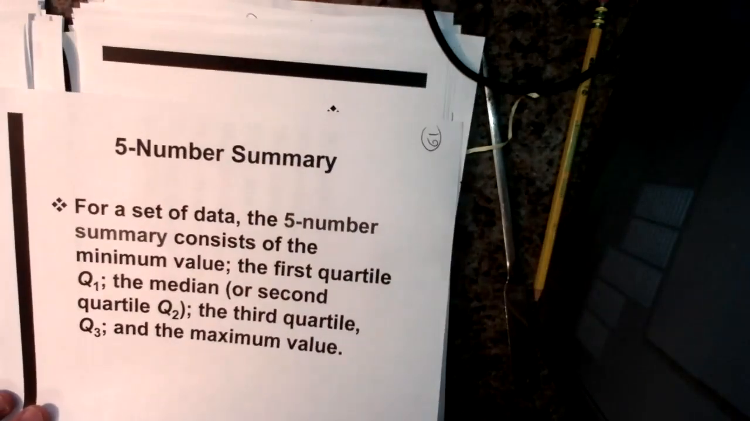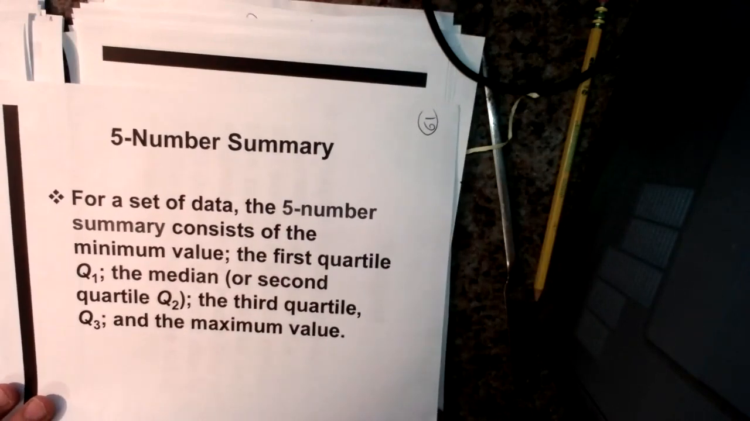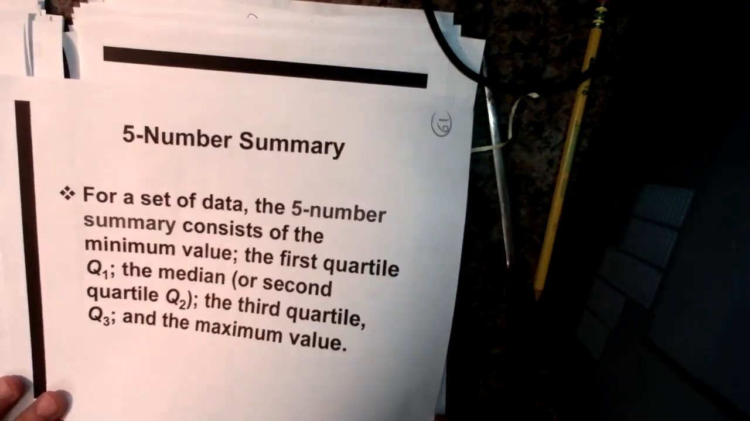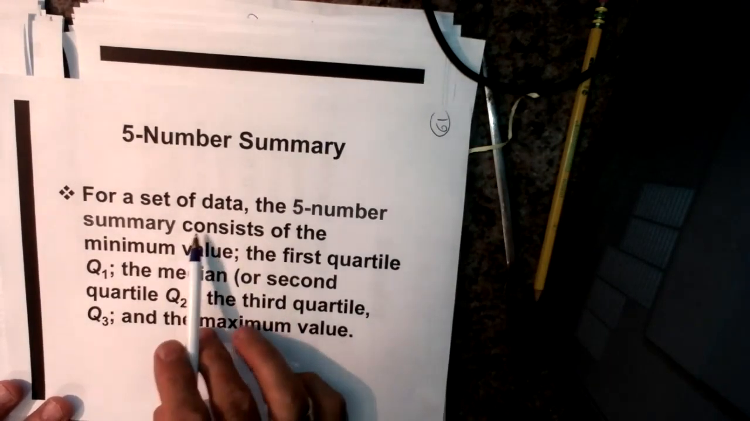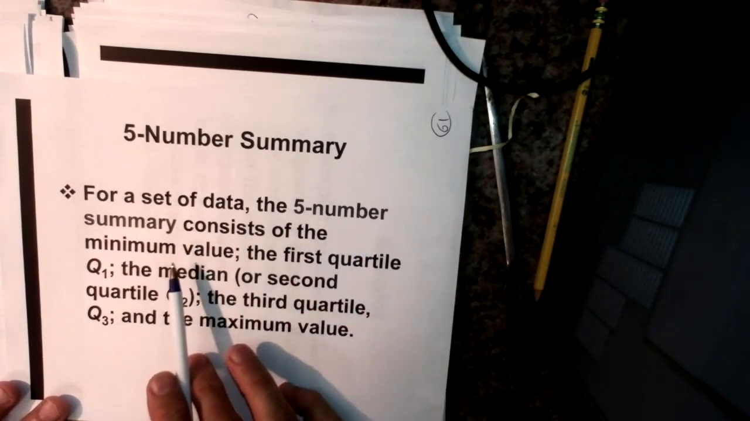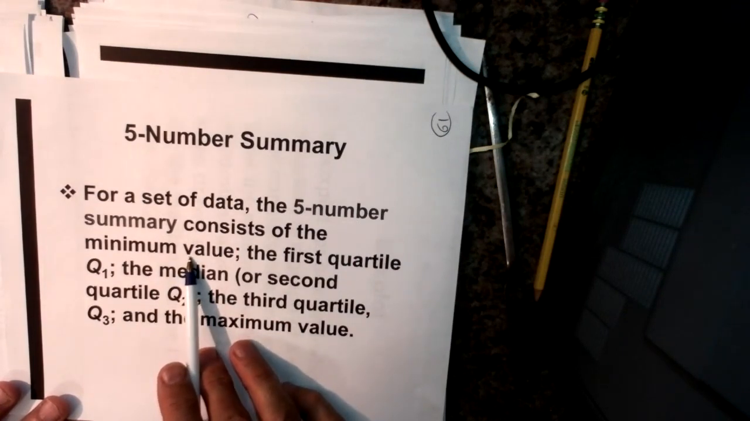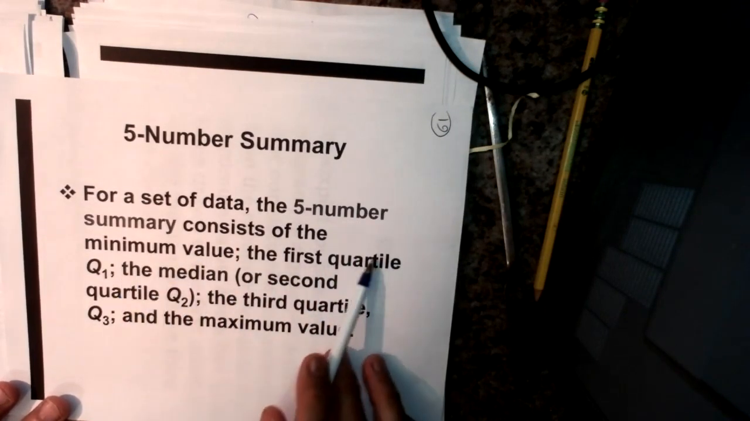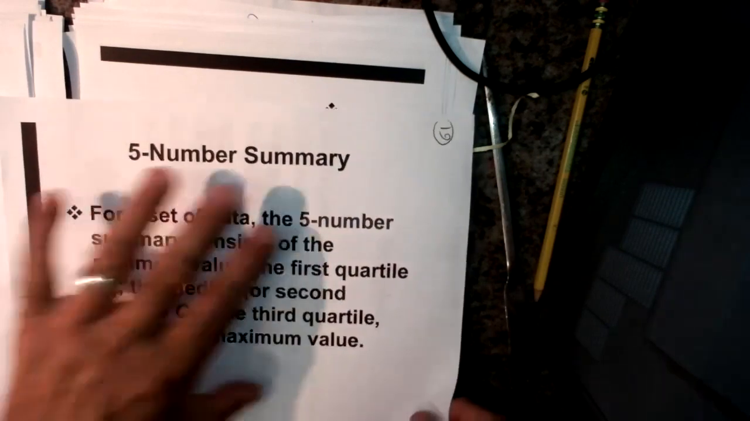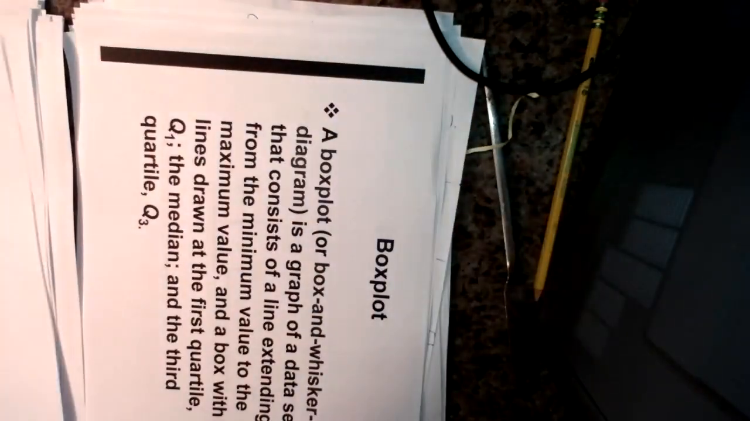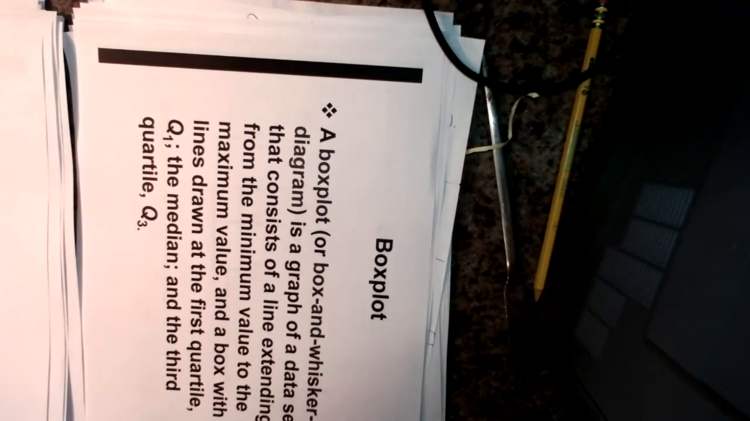There is a 5 number summary that we are using in the next set of the homework for the box plot. A box plot is 5 numbers: the minimum number, maximum number, Q1, Q2, Q3. And you understand it when you look at the examples. What is a box plot?